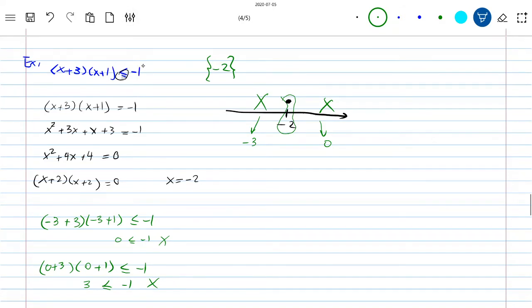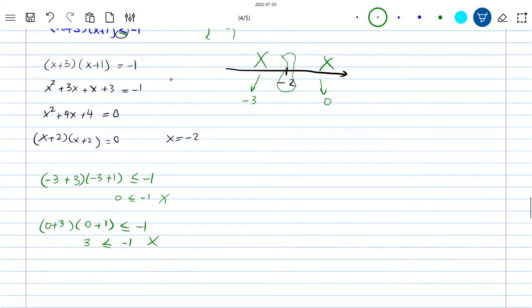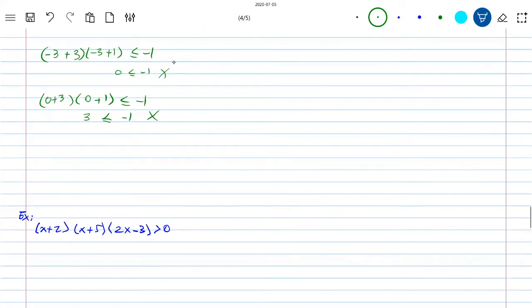If this inequality was strictly less, then this point was not even acceptable. Then in that case, you would say no solution. Nothing satisfies this inequality. Empty set. But in this case, since you have the equality option, there is one solution. That solution is simply negative 2. It's not an interval anymore. This is just another example. So you see, sometimes it's only one single point. Sometimes there is no solution.